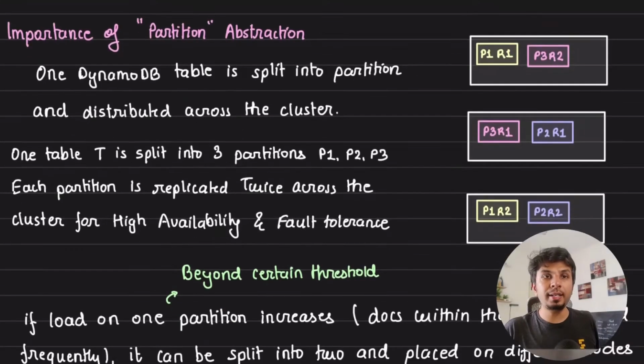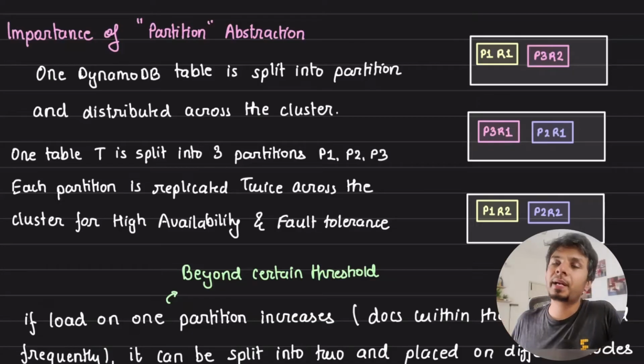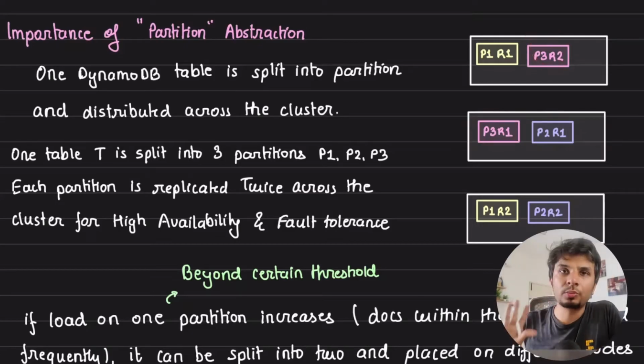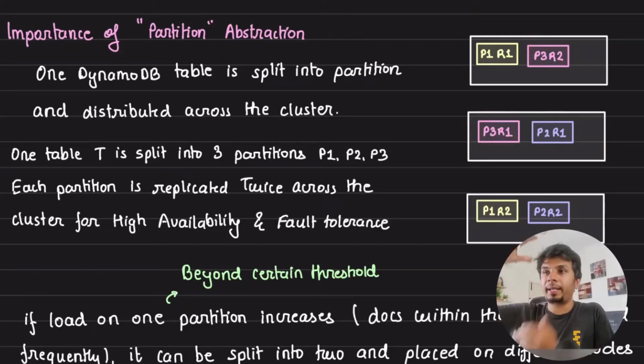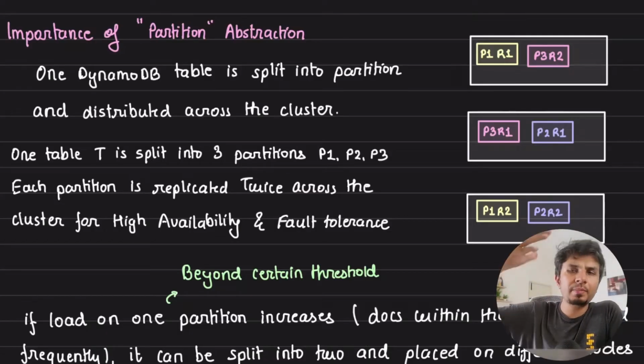So the advantage they get over here is, let's say I have partition 1, partition 2 and partition 3. For each one of them, I have two replicas, R1 and R2. So this is partition 1 replica 1, partition 1 replica 2. This is partition 2 replica 1, partition 2 replica 2, partition 3 replica 1 and partition 3 replica 2. Right? You have a table being split into partitions and each partition being replicated n number of times, 2 or 3 or 5, and then they are distributed across the nodes.